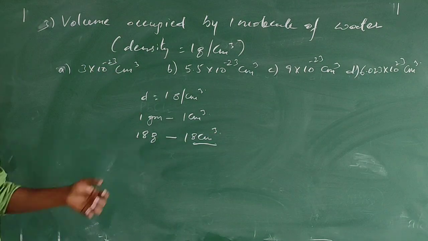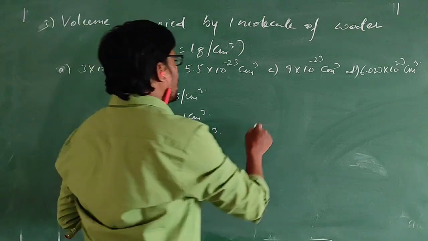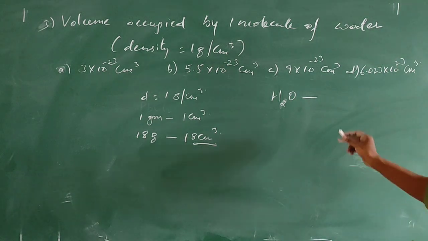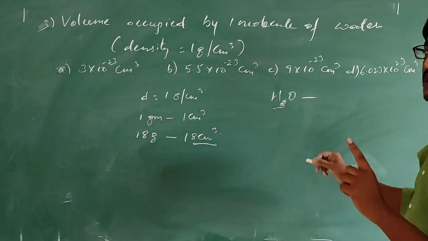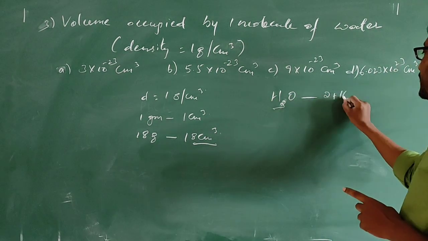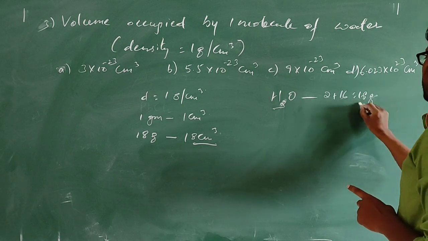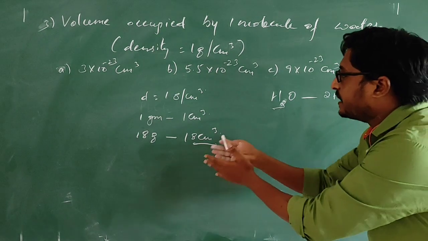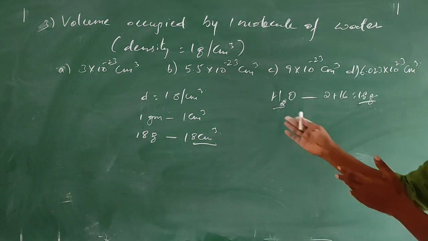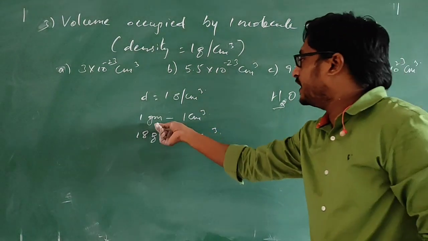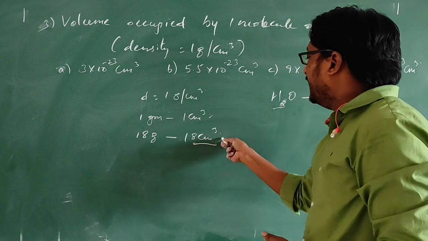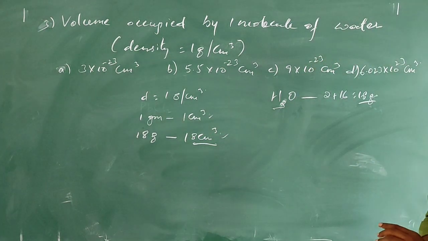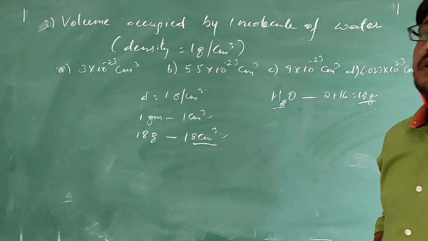Why am I taking 18 grams? Because the molar mass of water, we know, is 18. Atomic mass of hydrogen is 1, 2 hydrogens, 2 plus 16, it is nothing but 18 grams. So 1 gram has a volume of 1 cubic centimeter, then 18 grams will have a volume of 18 cubic centimeter. But we require the volume occupied by 1 molecule of water.